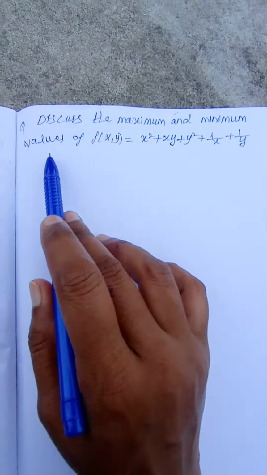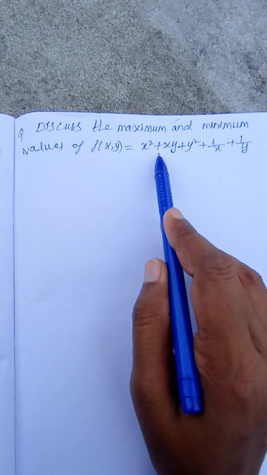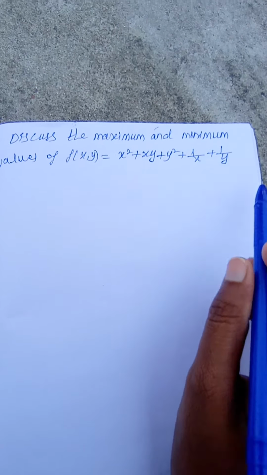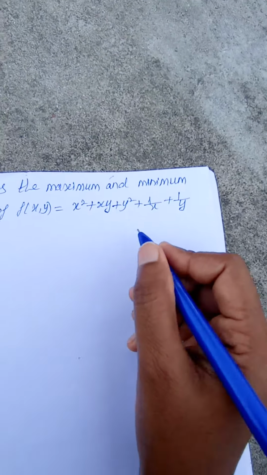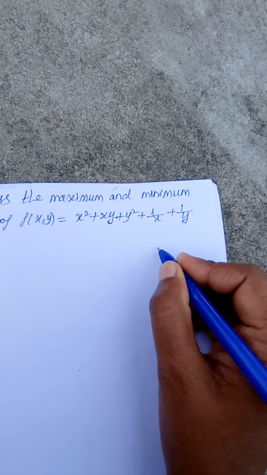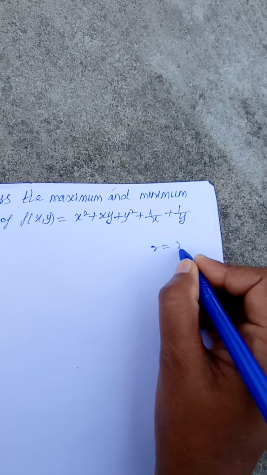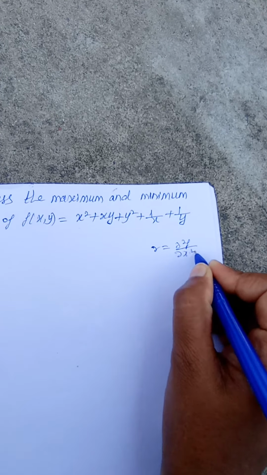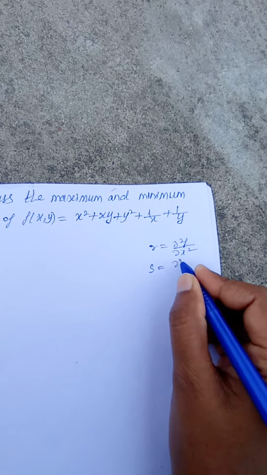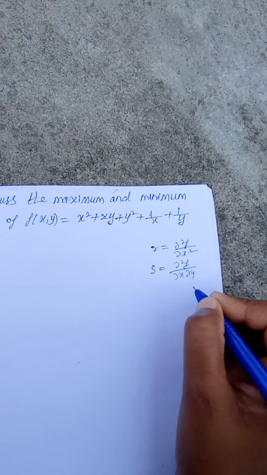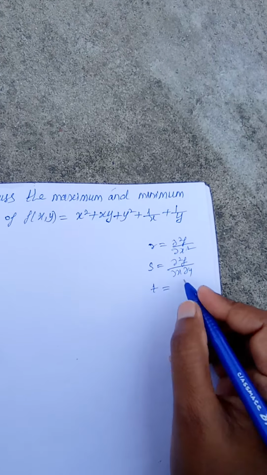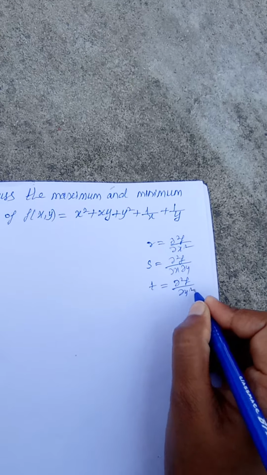Discuss the maximum and minimum values of f(x,y) = x² + xy + y² + 1/x + 1/y. So first to find r equal to ∂²f/∂x². Next s is equal to ∂²f/∂x∂y. Next t equal to ∂²f/∂y².